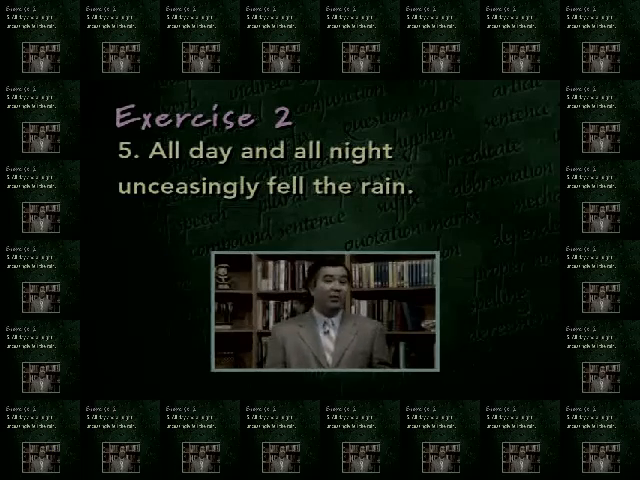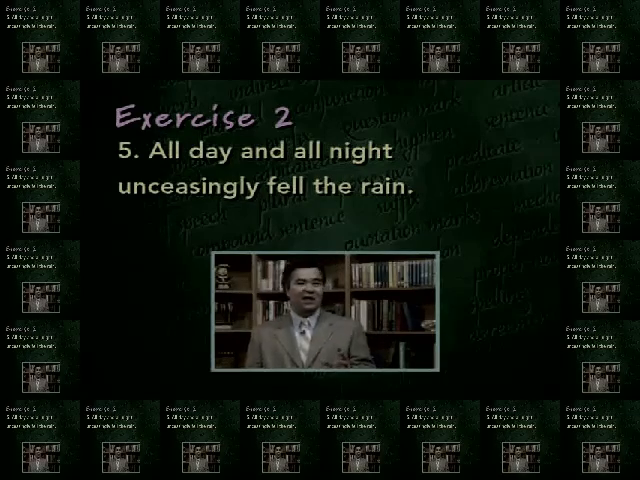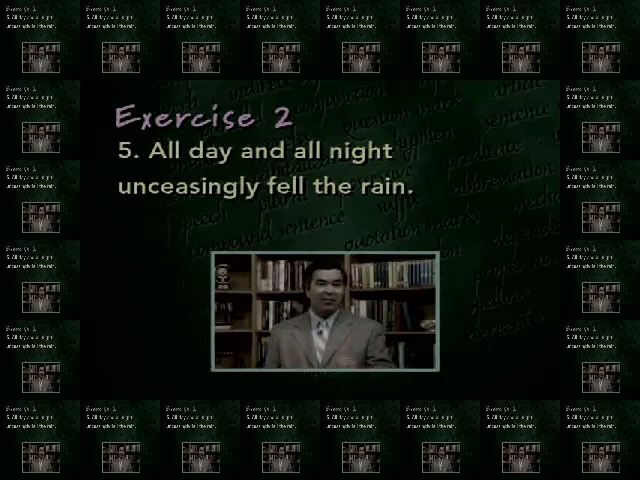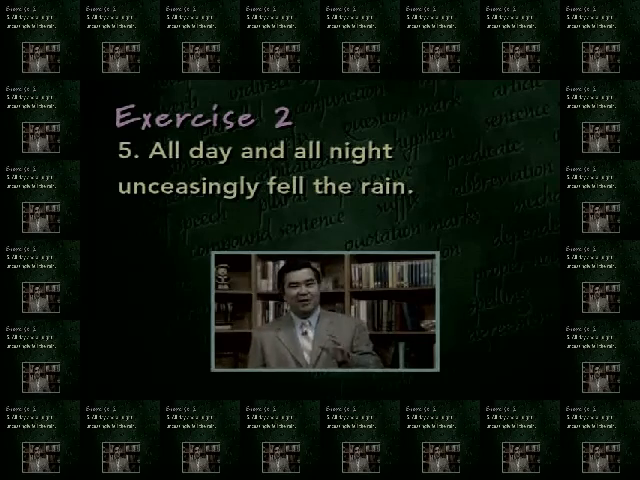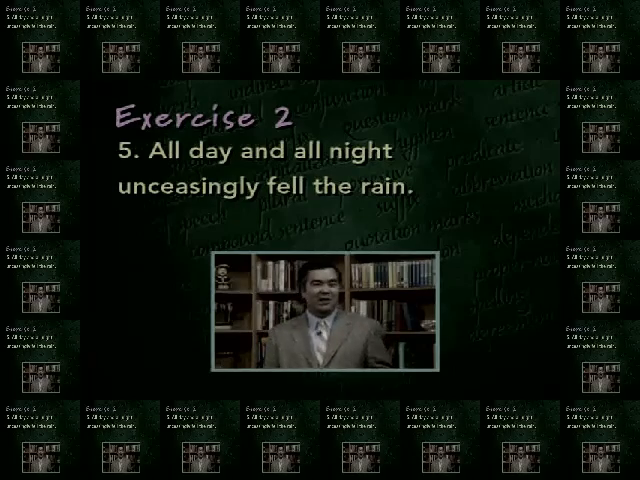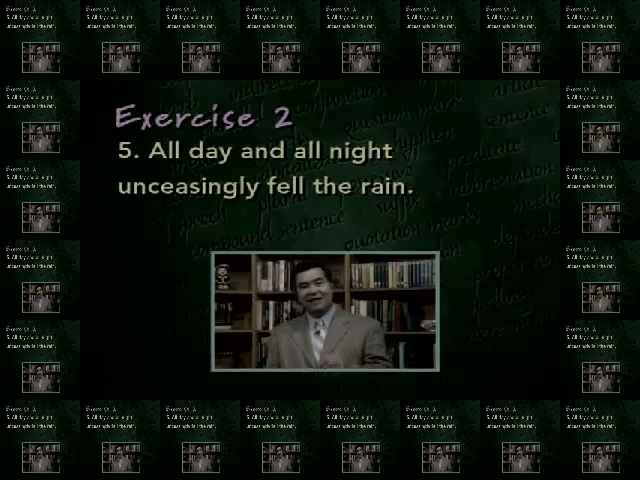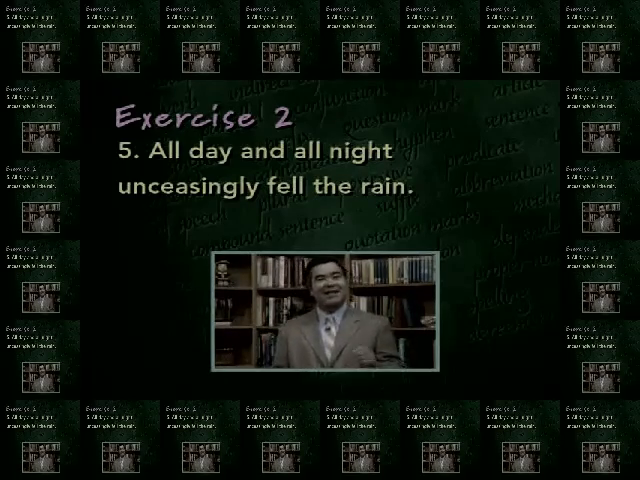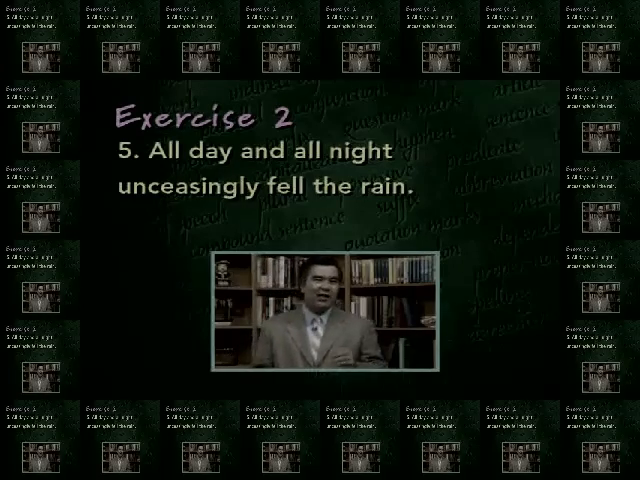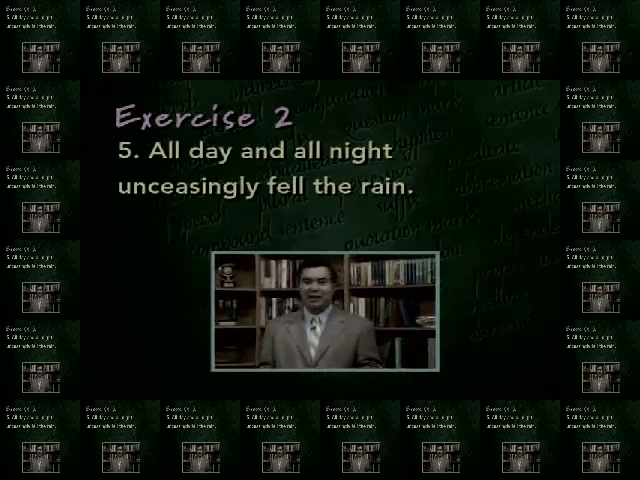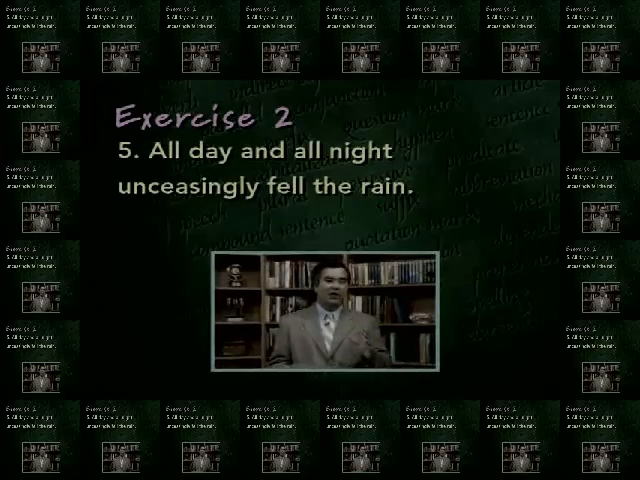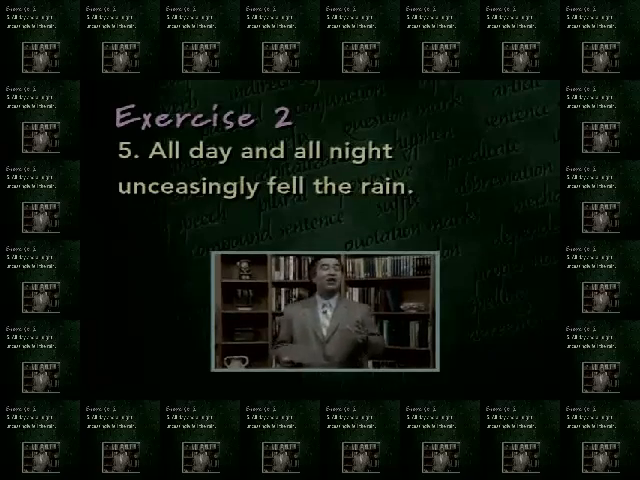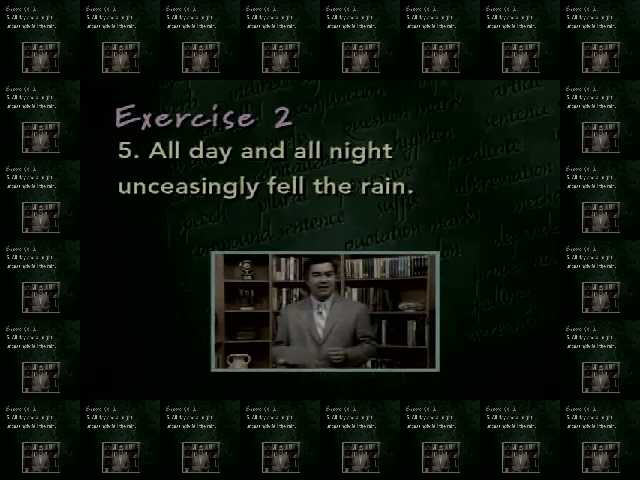Our last example: all day and all night unceasingly fell the rain. This sentence may sound a little bit unusual to you, and it's written in a slightly unusual English style. It almost sounds a little bit poetic, and we put it in for a specific reason. Where would you find the subject in this particular sentence? Well, this sentence is different from all the other sentences we've looked at so far because the subject is at the end of the sentence. In most English sentences, the subject comes at the beginning. But once in a while, you'll encounter an English sentence where the subject comes at the end, and often it has a slightly unusual sound, as this sentence does.